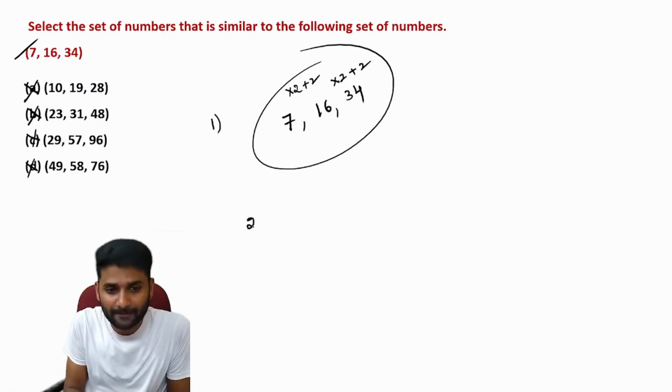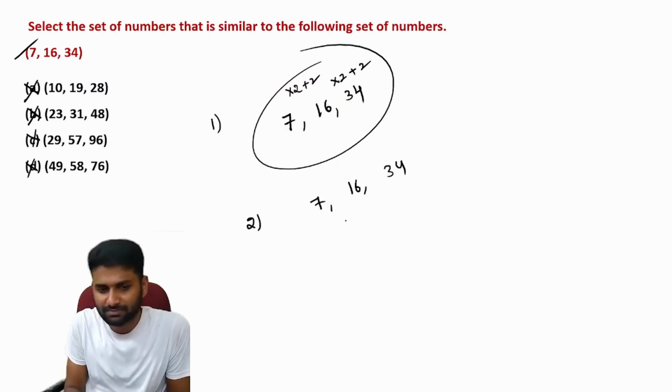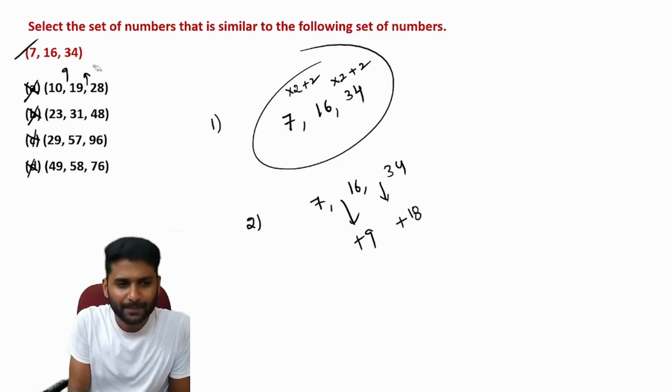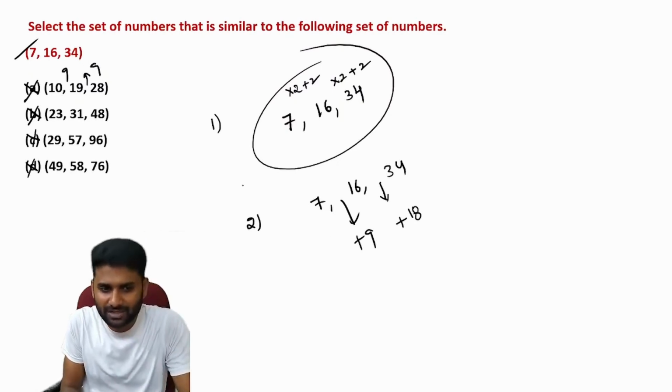Just change the pattern again. 7, 16, 34. We do not get anything through multiplication, so find the difference. It's a difference of 9 units, and between 16 and 34, it is a difference of 18 units. Now go through the options here. You can see a difference of 9 units, but 19 and 28 have a difference of only 9 units. But according to the sequence, it should be double. So it's wrong.